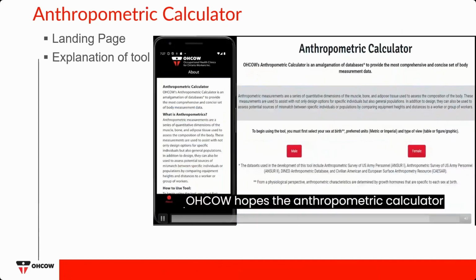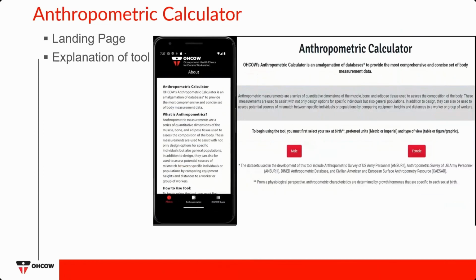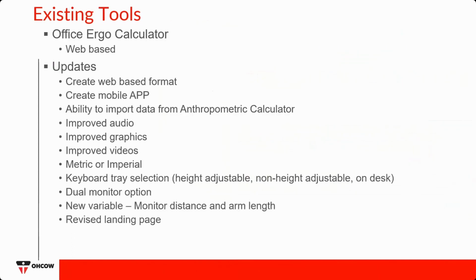OCAL hopes the anthropometric calculator will assist in the mitigation and prevention of work-related injuries for you and your workplace parties. And the final tool was the Office Ergonomics Calculator. This, of course, was web-based.